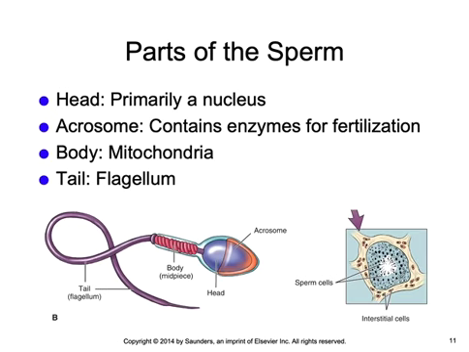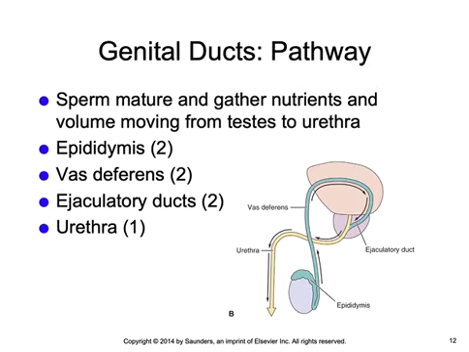The midpiece is basically made up of mitochondria that produce ATP to power the tail, which is made up of microtubules. Okay, so basically, at the end of the day, the sperm makes the trip described here. They're produced in the seminiferous tubules. They move from the seminiferous tubules to the tubulus rectus, to the rete testis, to the efferent ductules, to the epididymis, where they learn how to swim and become motile.